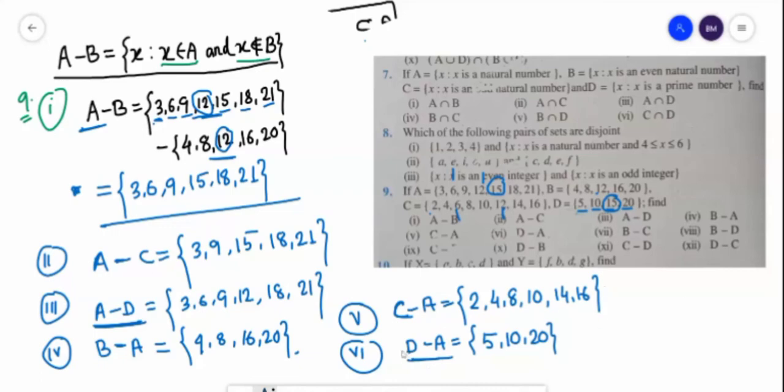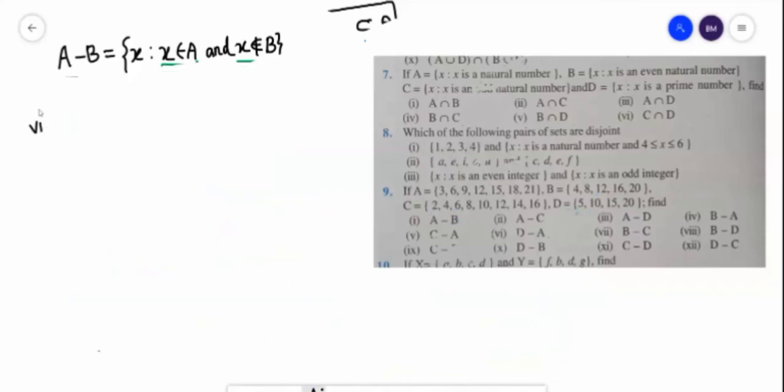Now number 7, it is B minus C. That implies the common elements of B and C will be removed from B. The common elements of B and C are 4, 8, 12 and 16. So we have to remove these common elements from B. Then we will get B minus C, which is only 20, a singleton set. Number 8.